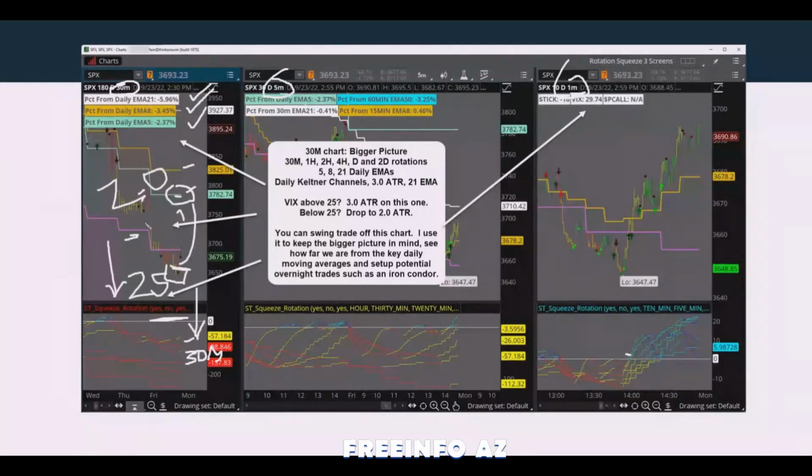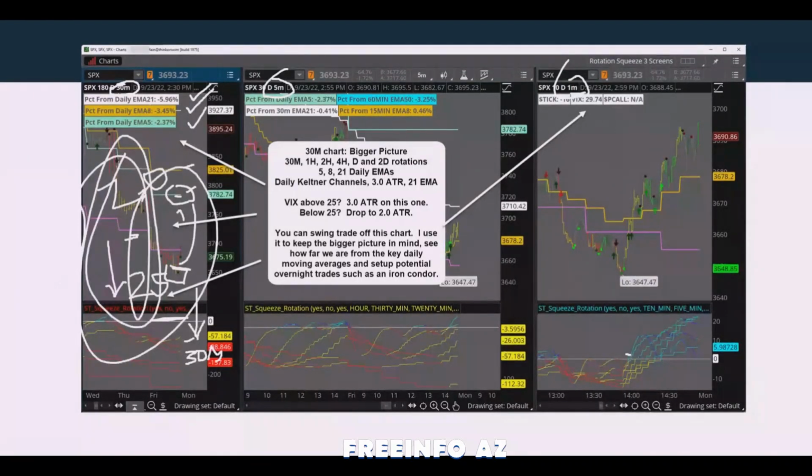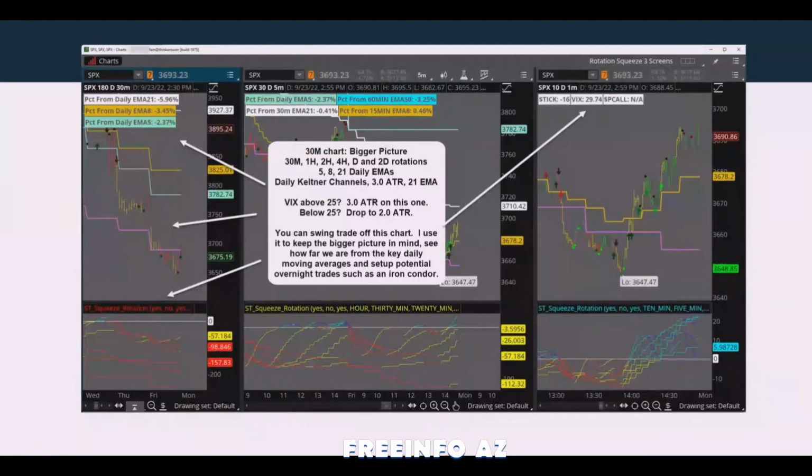So that's how I use that, but it also gives me a bigger picture of what's going on. If you've got other tools, you can add RAF Pro, the Squeeze Pro, or the Voodoo lines. This is the chart where I would add any of that other stuff, quant pivot levels and all that kind of fun stuff. So that's that one.